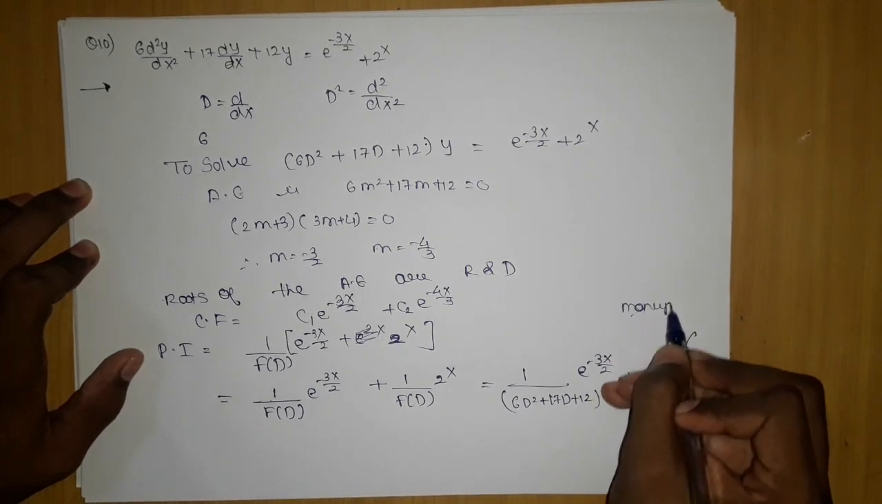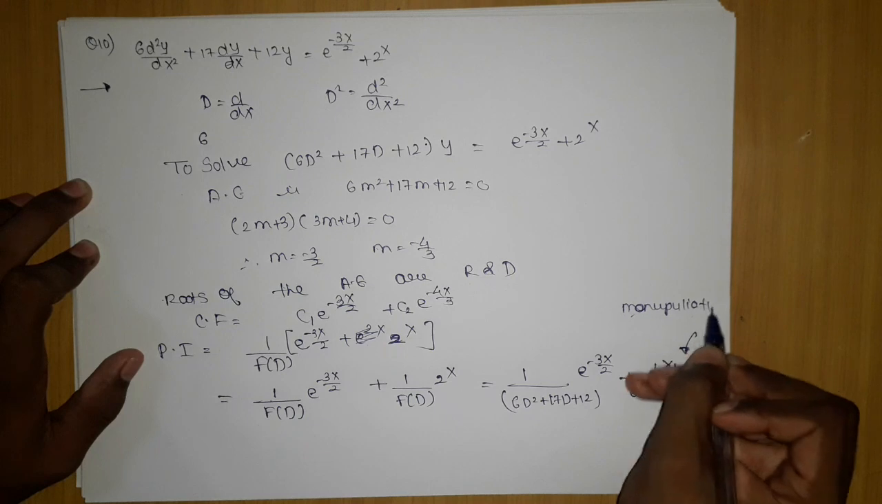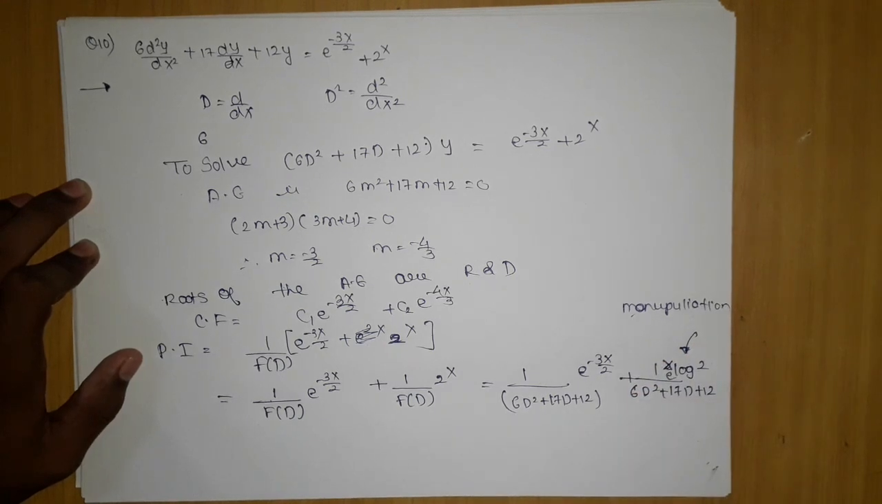This is the manipulation which we will do. So you should know this manipulation, and if there is a constant number, you do the manipulation of e to the power 0x. So if there is a 2 to the power x constant type, you have to do this manipulation.